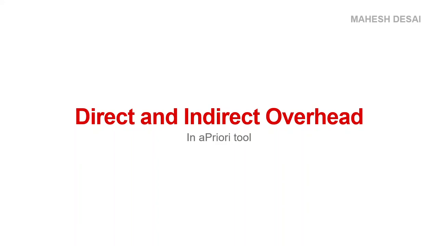So in the previous video sessions I have briefly talked about how to use a priori tool for the costing. Today I'll talk briefly about different formulas. Today I will cover direct and indirect overhead, and in coming video sessions I will talk on formulas for sheet metal processes.